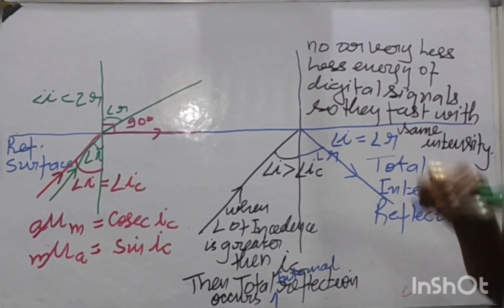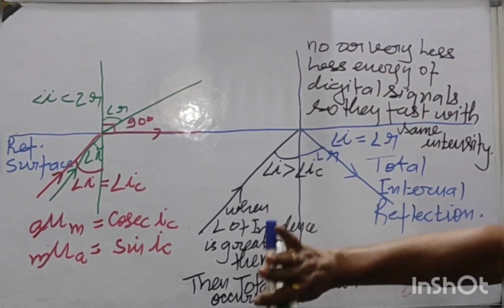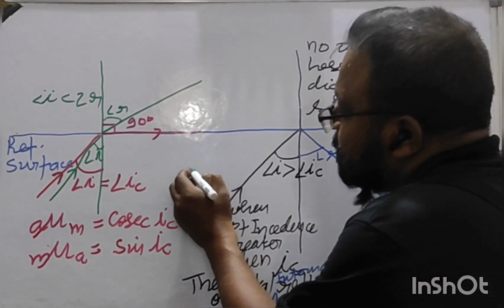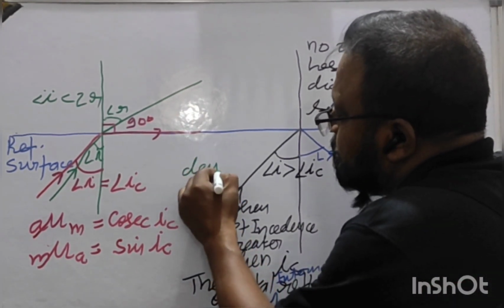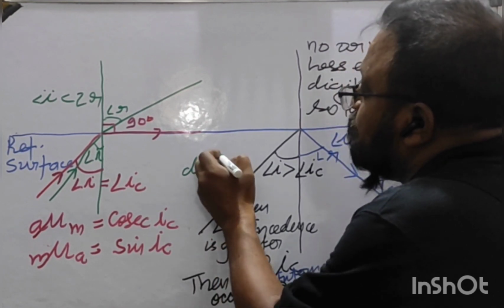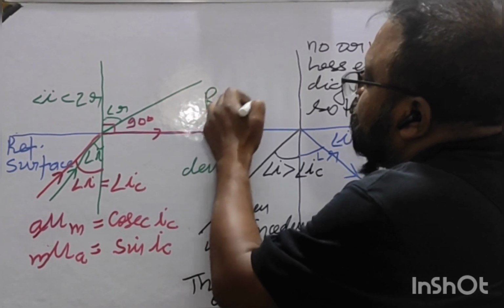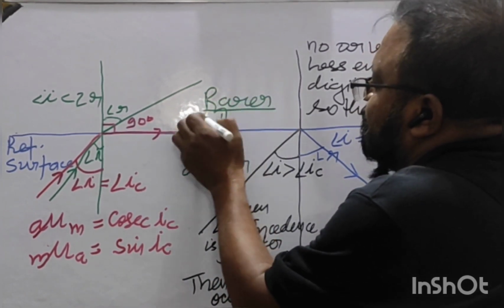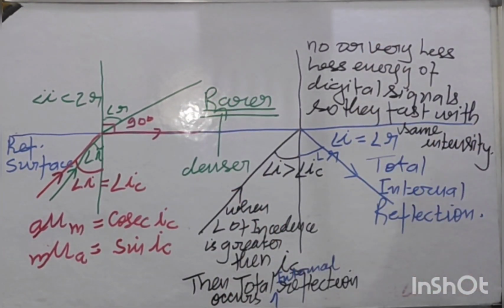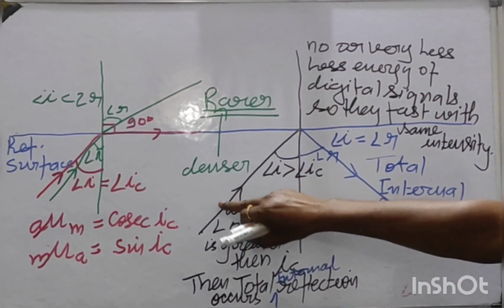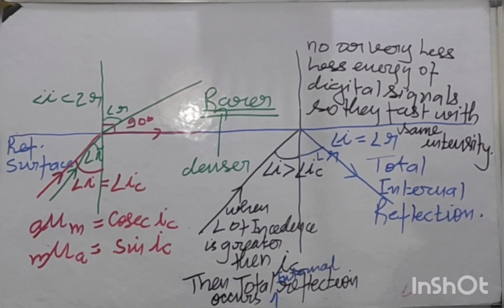So this is the overall thing. But this only occurs when the movement is from denser to rarer, right? From rarer to denser, this phenomenon will not occur, right? You should always keep in mind, all we are studying now is specifically from denser to rarer medium, right?